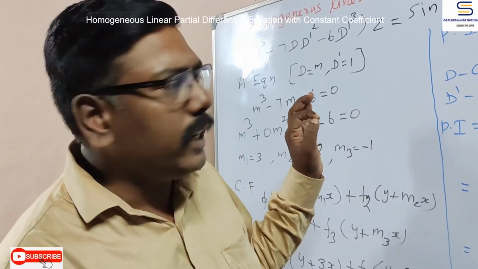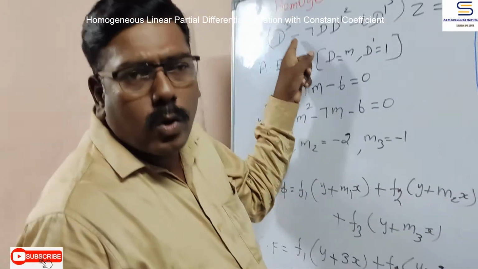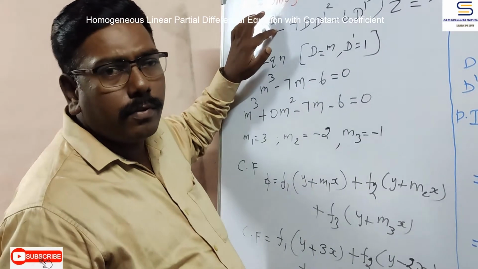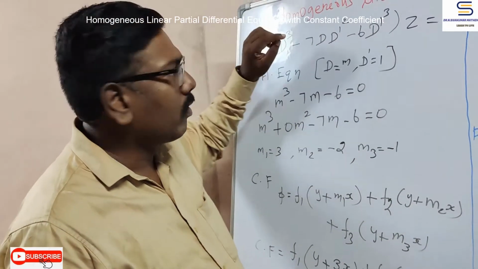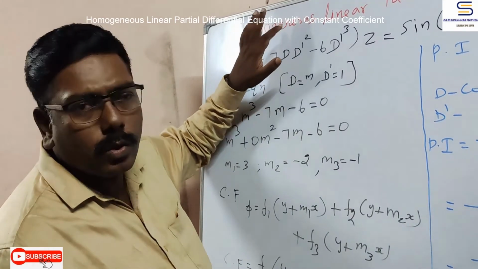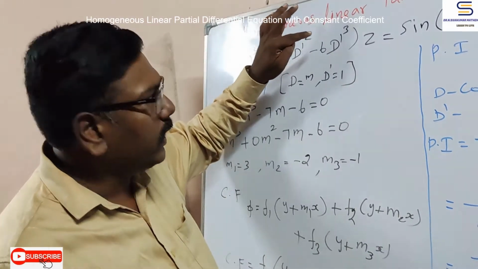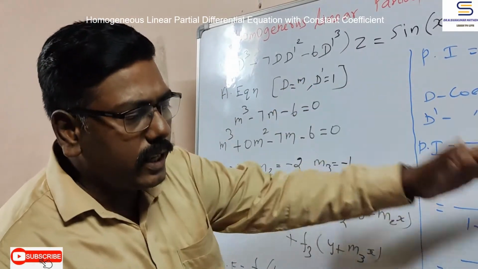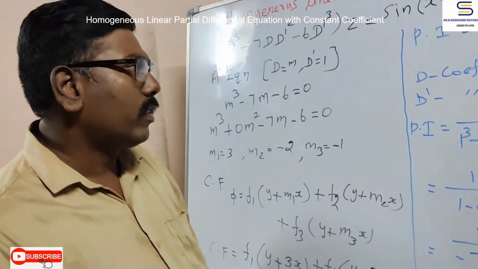But we have to clearly understand this must be a homogeneous partial differential equation, that is the order of D and D dash is the same. Here D cube and D dash cube, so the summation of 1 plus 2 equals 3. Here the D dash power is equal to 3. For this condition, we can easily apply this shortcut method.